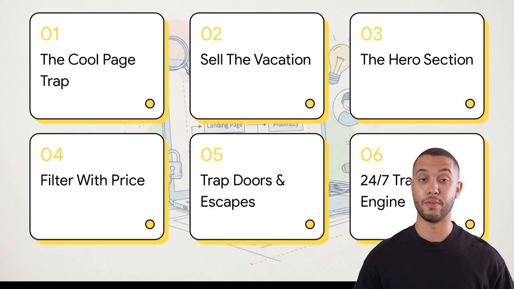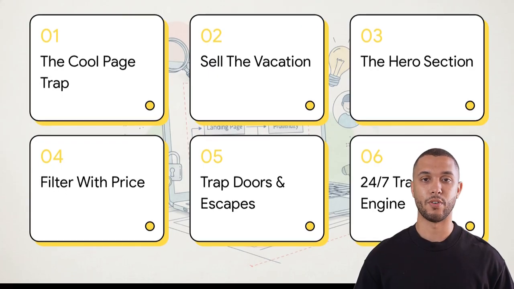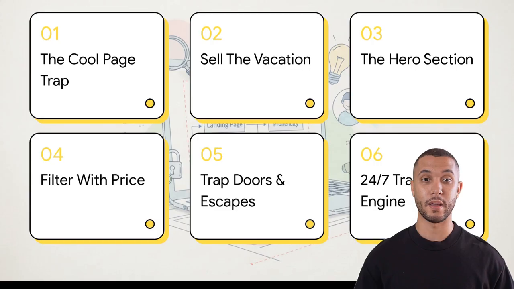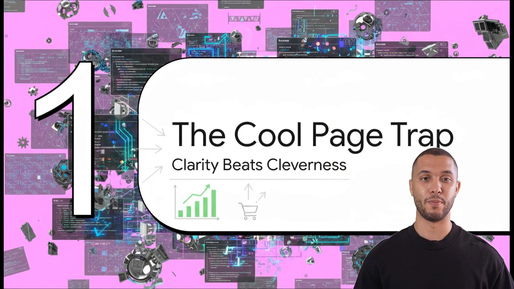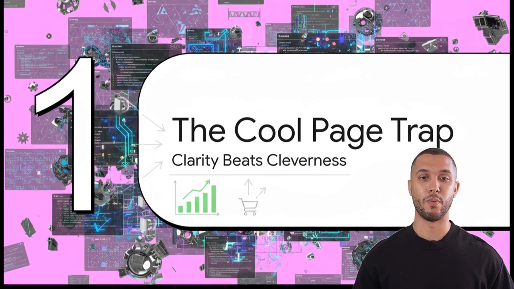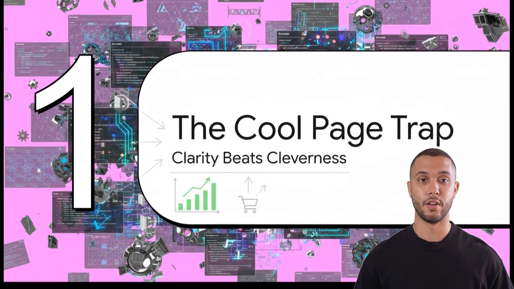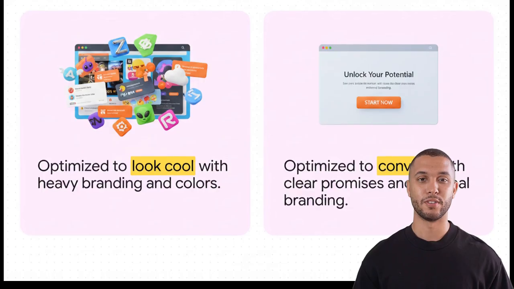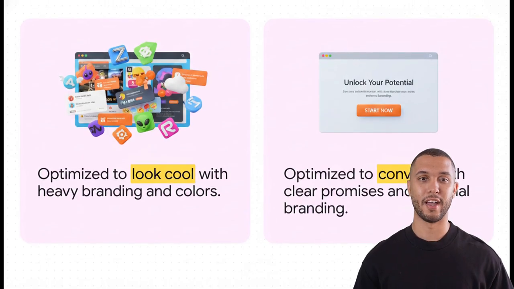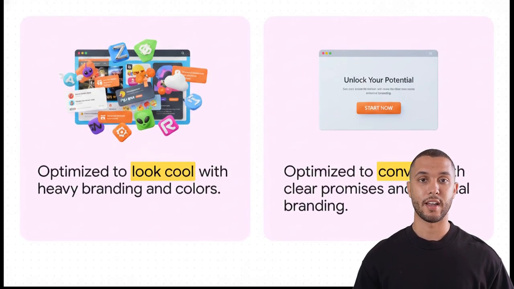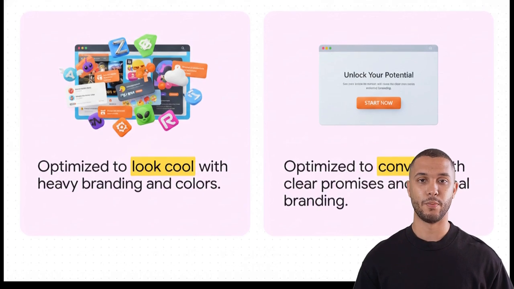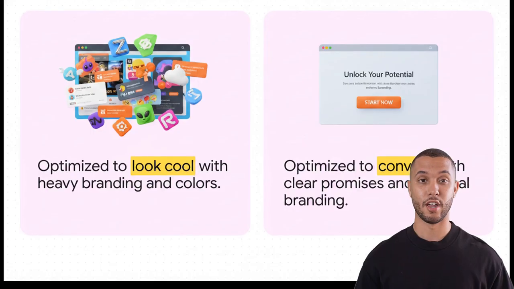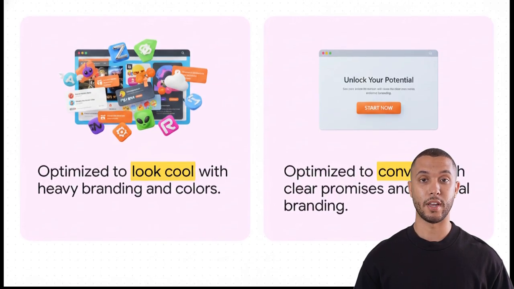Diving right into section 1, the cool page trap. This is all about how clarity absolutely always beats cleverness. As a course creator, it's so incredibly tempting, isn't it? We want to build these pages that are beautifully complicated and just look super cool, but look at the stark contrast here. This is an ego-driven brand-building approach versus the self-serving mindset of your actual visitor. On the left, you've got a page filled with heavy branding, clever little abstract taglines, and complex color schemes. But honestly, your lead doesn't care about your logo. They are completely self-serving as they should be, and they're just asking themselves, what do I get out of this?